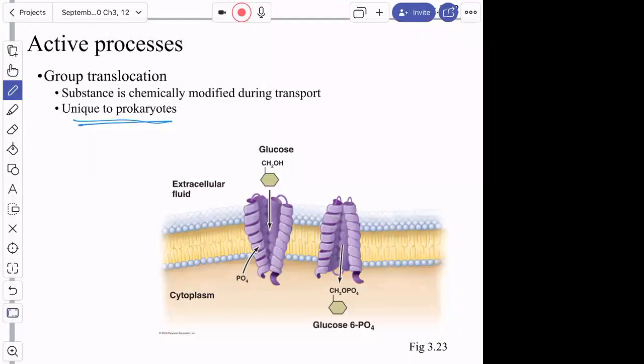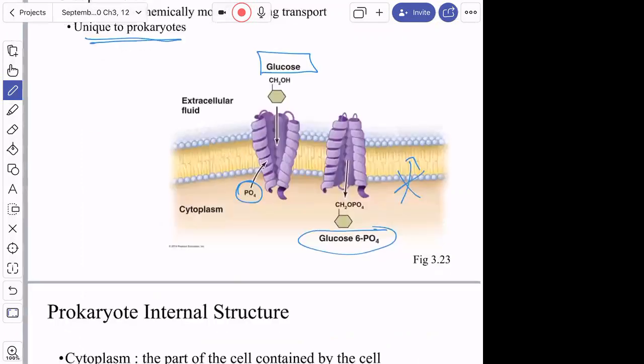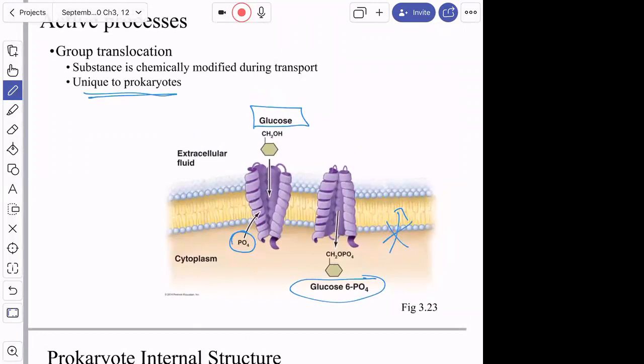The best example of this is using some energy to bring glucose into the cell. During group translocation, it's chemically modified. Phosphate is added to that glucose, so now we have glucose 6-phosphate. You may recognize that that's the first step in glycolysis. Now the glucose won't just diffuse right back out again. It's chemically changed, so it's not going to flow back down the concentration gradient. That's only prokaryotes that can do that. And we're going to talk about some means of transport that only eukaryotes can do as well.